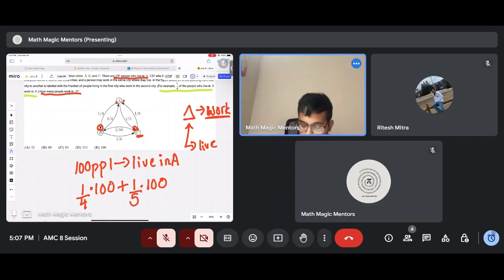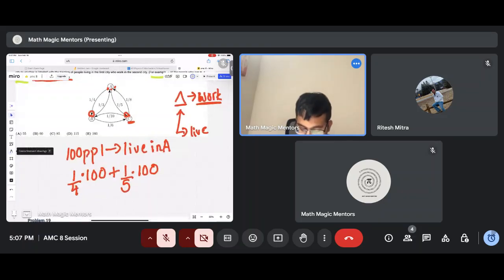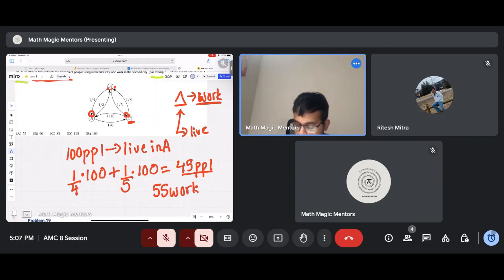don't work at A, but live in A, right? Because the tails of the arrows point from A. So that means that a total of 45 people live in A but don't work in A, right? But that means that the remaining 55 work and live in A.